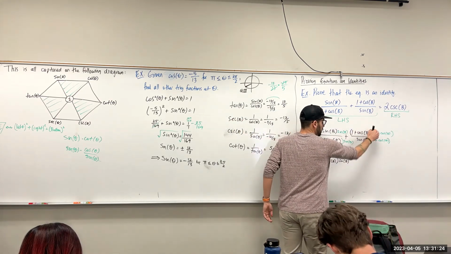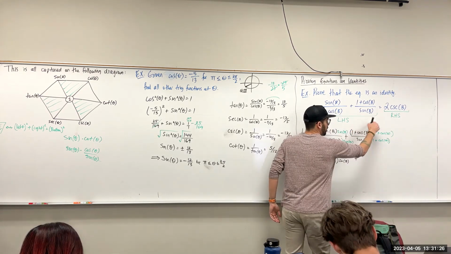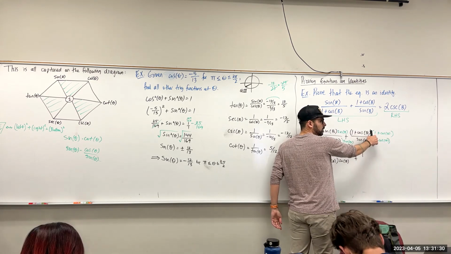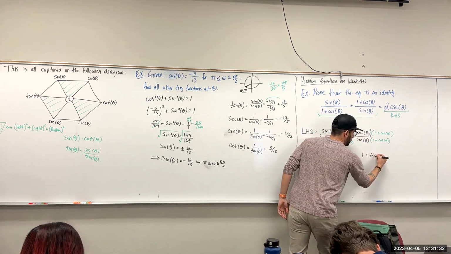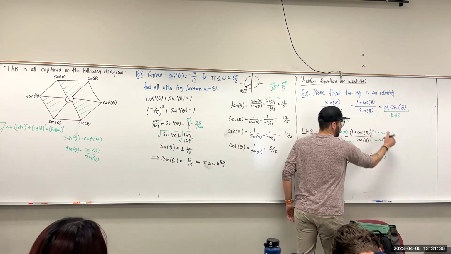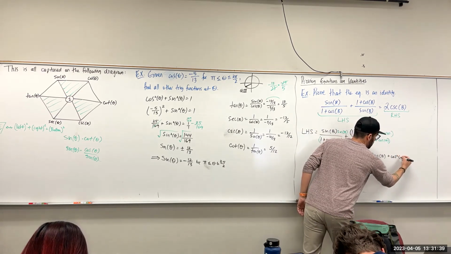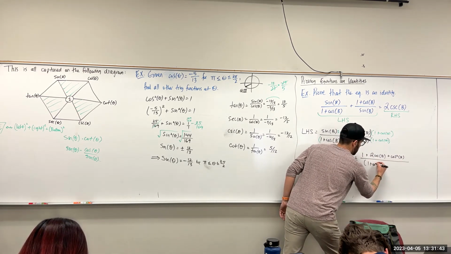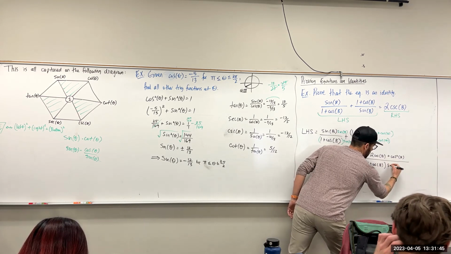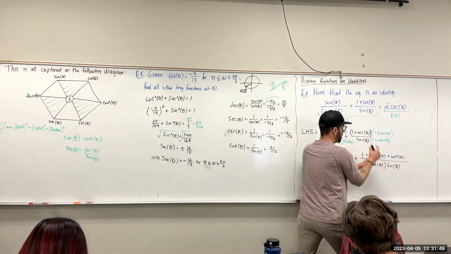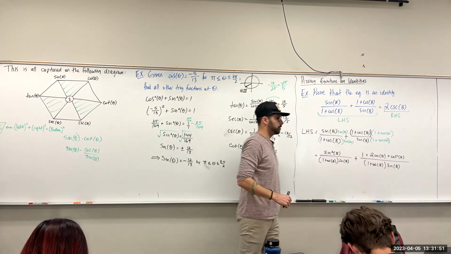So 1 times 1, 1 cosine B plus another 1 cosine B is 2 cosine B, plus cosine squared B. All over that common denominator that I want. And just rearranging these like that. I'm moving them so they look the same.